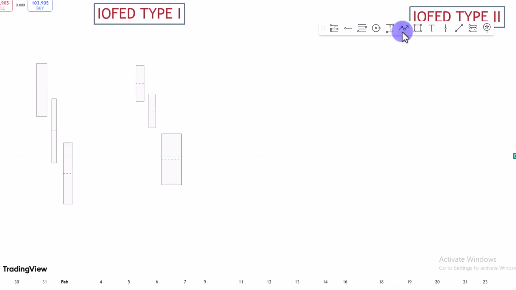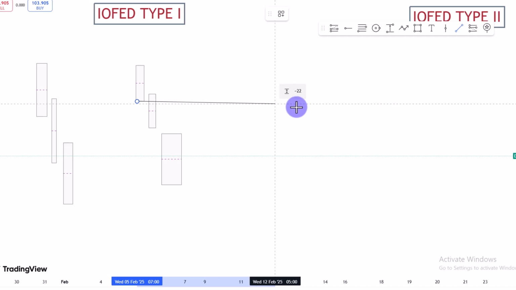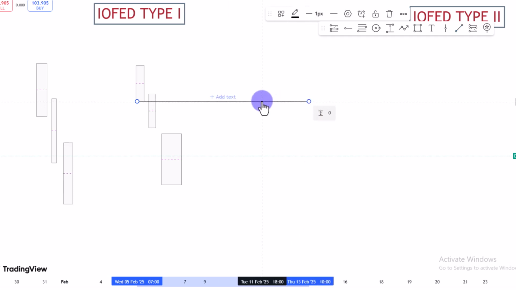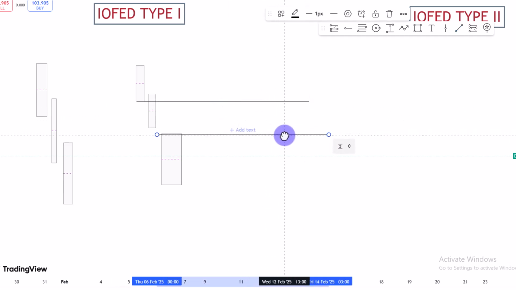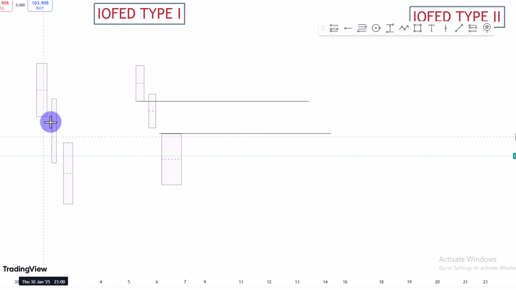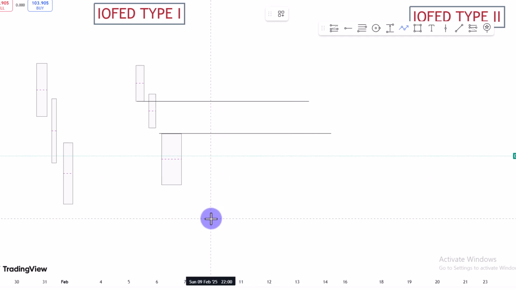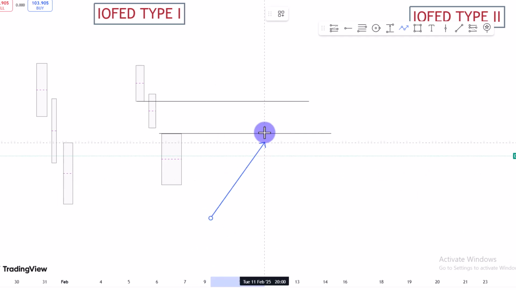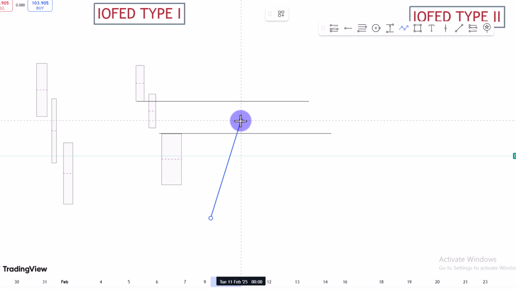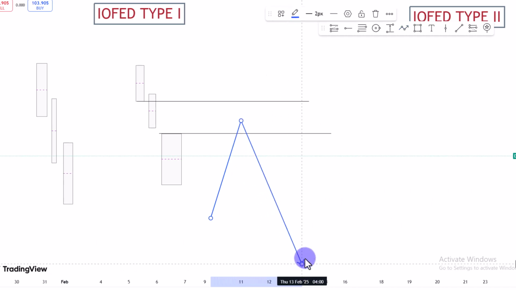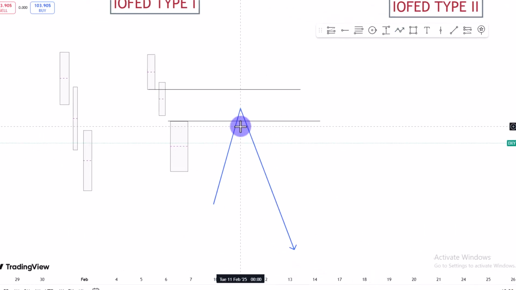Okay, so we have an area where we see price create a fair value gap right here by the right, and when you look at the left, you also see that there's a fair value gap there, and price action is returning into that fair value gap. That is IOFED type 1. This is for a sell scenario.